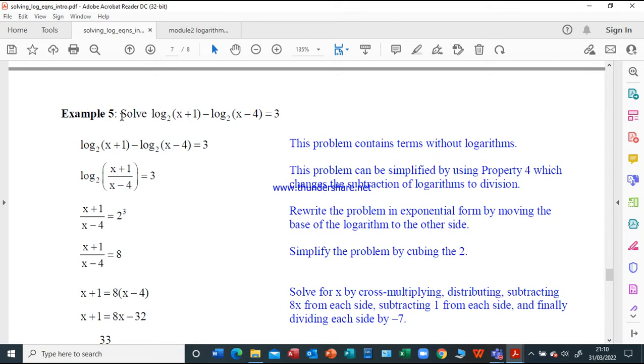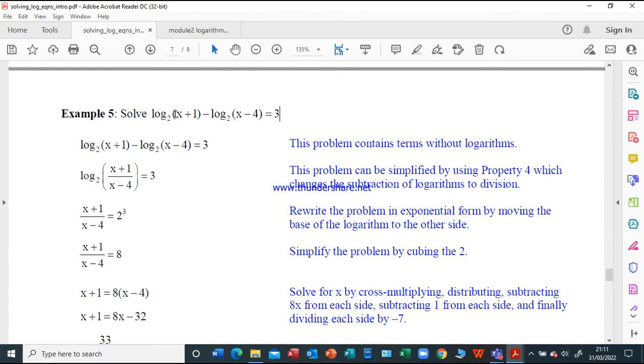So example 5 says solve log base 2 of x plus 1 minus log base 2 of x minus 4 is equal to 3. Again, as you can see, on the right hand side is a number 3, so that means you solve it with the idea of exponential in your mind, the definition of logarithms. This is logarithms on the left hand side. On the right hand side there are no logs.